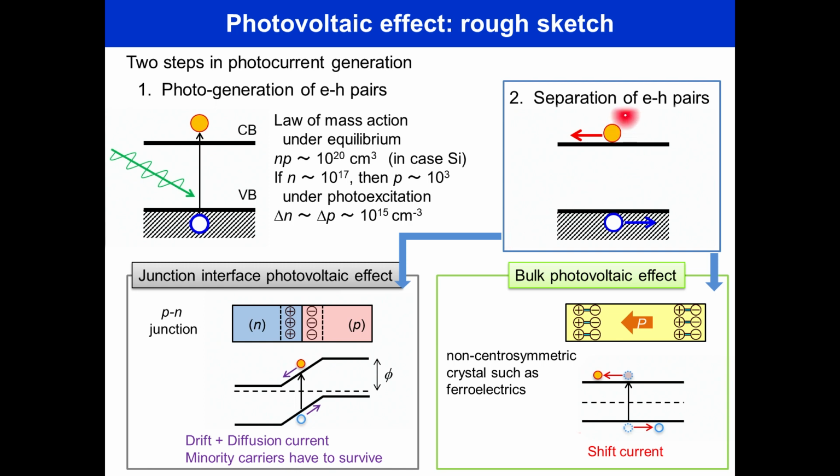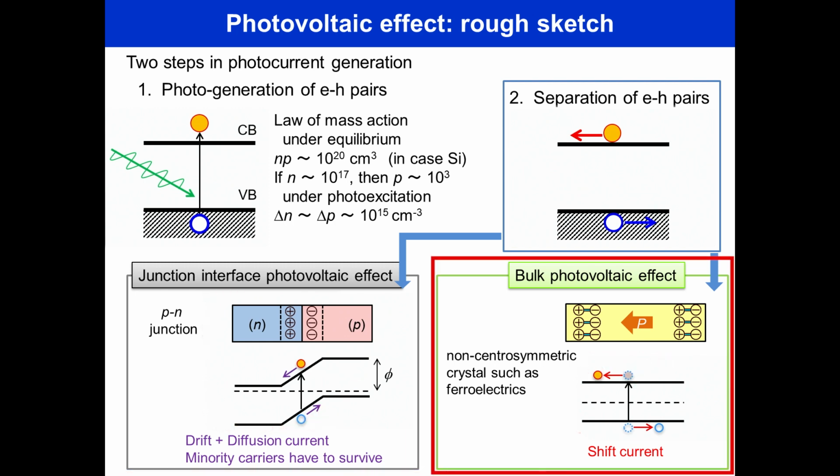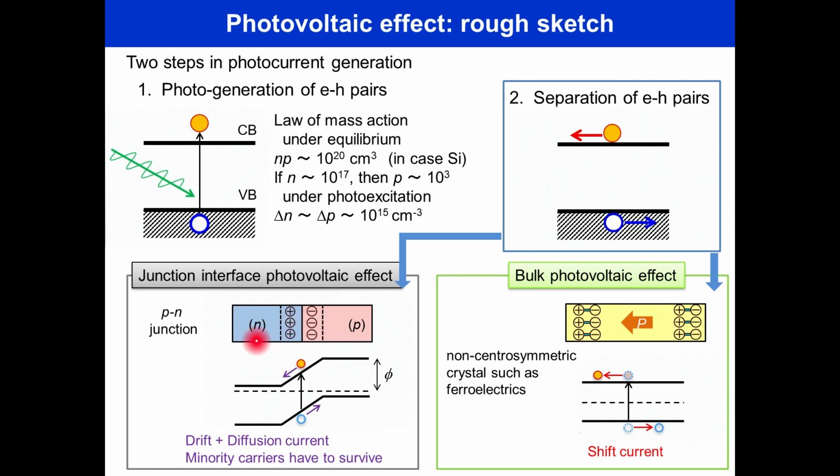We need to separate the electrons and the holes, with the electrons on the left side and the holes on the right side. The method on the left side is utilized in classical solar cells, and the one on the right side is based on the principle of shift current. A solar cell is a semiconductor material which contains a junction connecting negative properties and positive properties.